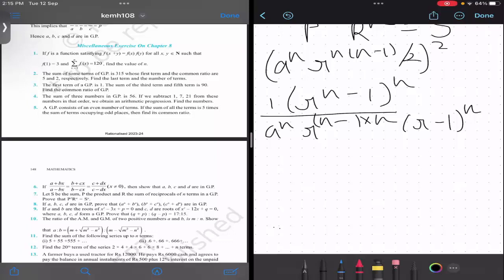So in a's power you have a raised to power 2n, right? Minus a raised to power n, because a raised to power n right here is in the denominator. So you would have a raised to power 2n minus n.